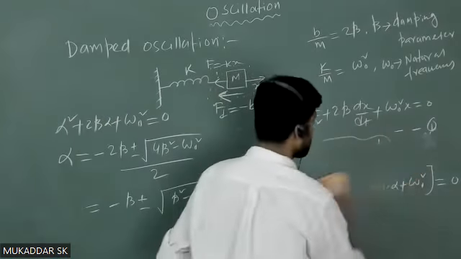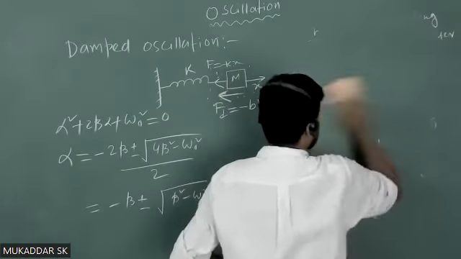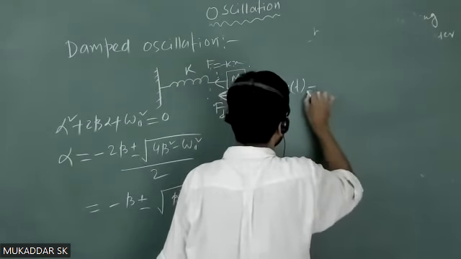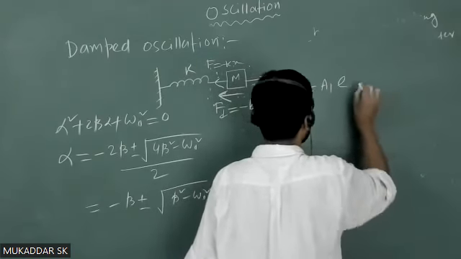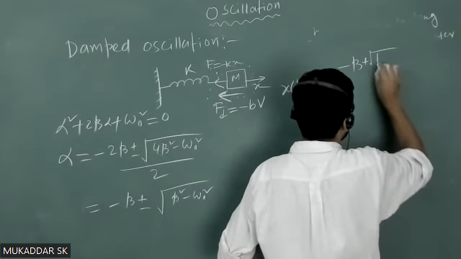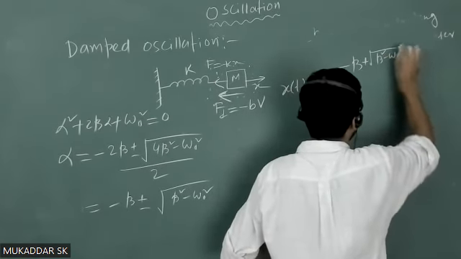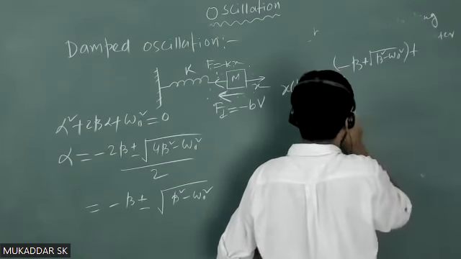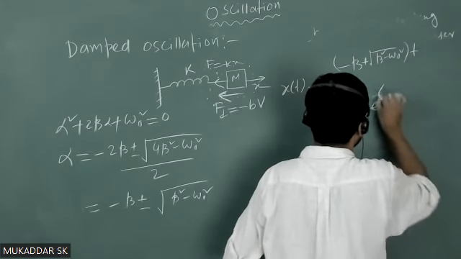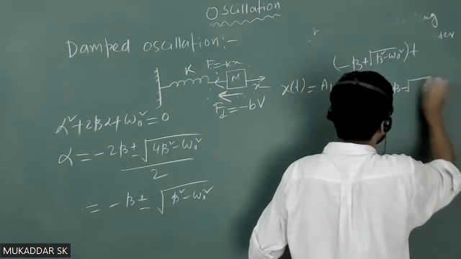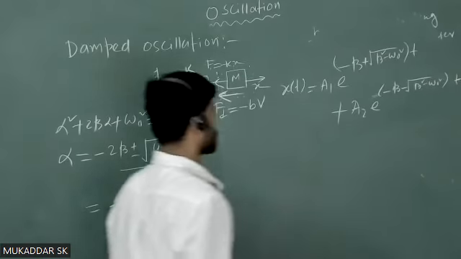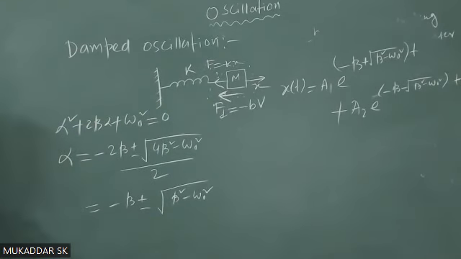So how will we write that solution? It will be simply x of t equals a1 exponential of minus beta plus square root of beta square minus omega naught square, into t. And also you have another root, so you have to write a2 exponential of minus beta minus square root of beta square minus omega naught square, into t. So this is your solution. Okay.